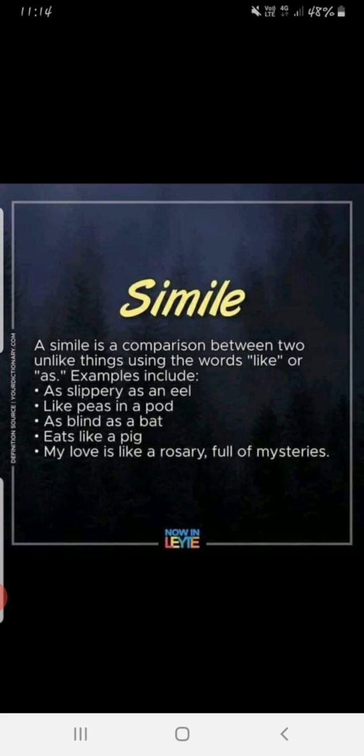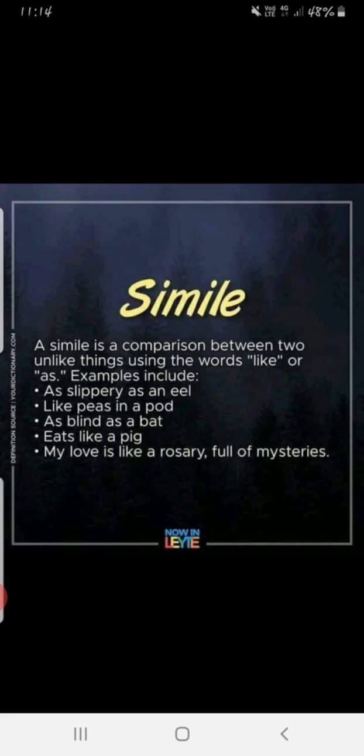This child is as delicate as a flower. A child can never be a flower and a flower can never be a child, and their delicacy is compared. This comparison, see the examples here. As slippery as an eel. Eel is one water animal, right? Which slips the moment you touch. Means some area which is slippery is compared to an eel.